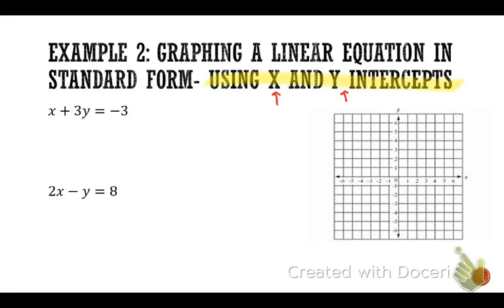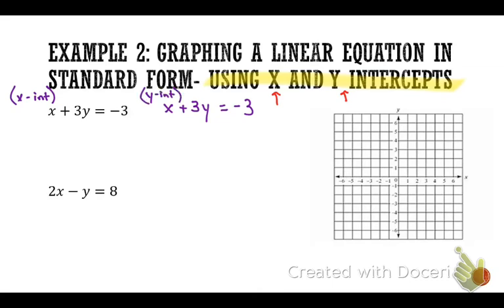To use x and y intercepts, you must write your equation twice. So I want you to write your equation, the same equation again: x plus 3y equals negative 3. Well, why would you write it twice? Because on the first equation, you're going to find the x-intercept. On the second equation, you're going to find the y-intercept.